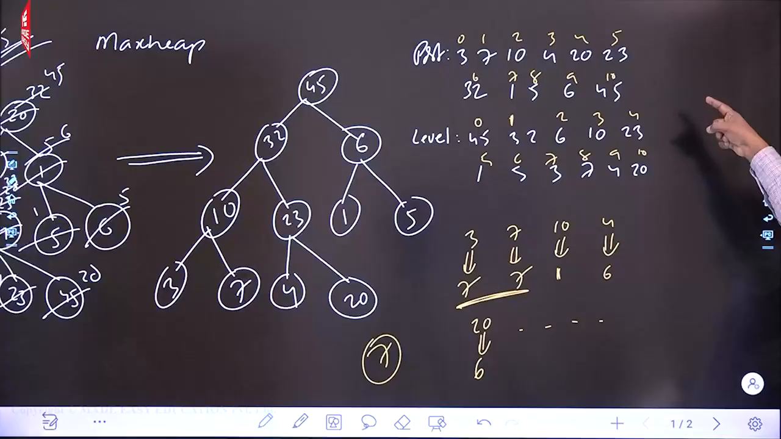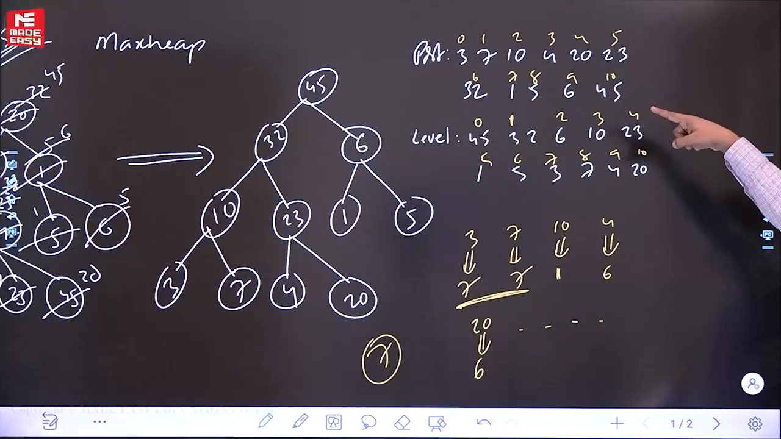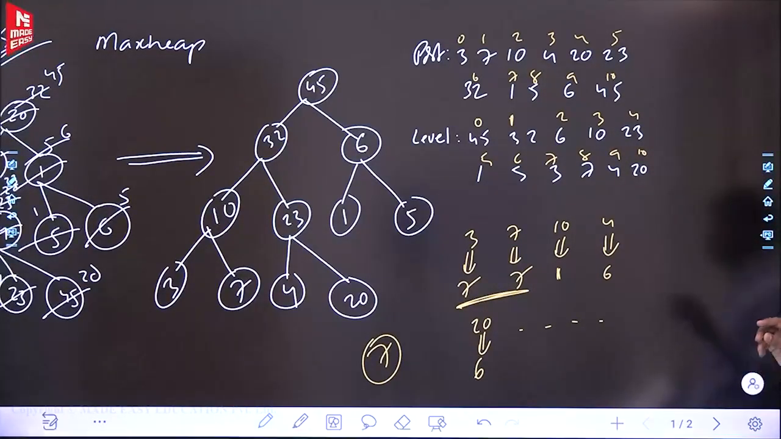Post order is there in the array where array index starts from 0. Now write it down in the post order format. In the 0th place, post order 3 there. In the first place, 7 there. Second place, 10 there, and so on. In the post order, 10th place, 45 there.